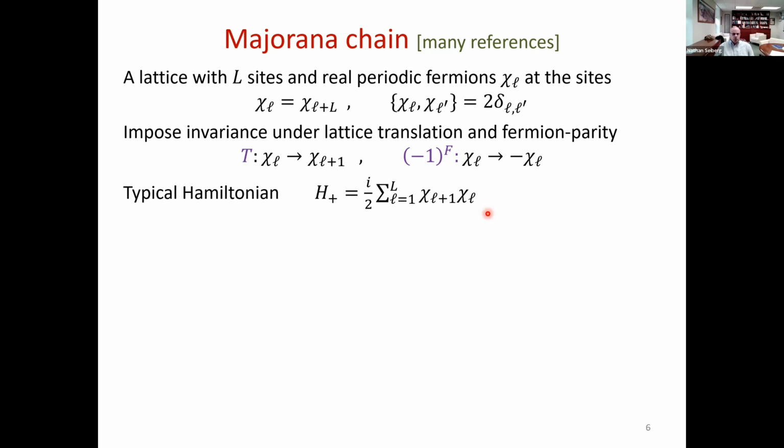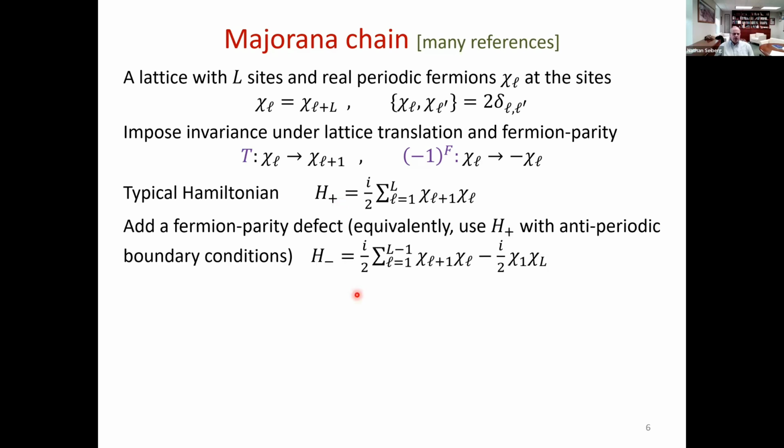But we will study also more. So this is a typical example to keep in mind, but we will have in mind more complicated things. We can add four-Fermi interactions and next to nearest neighbors, but we will impose these two symmetries. The reason for the subscript plus here is that we will in parallel also study H minus, which is the same system, but with a fermion parity defect, which means that we take one link in this lattice and we just flip the sign here to be minus.